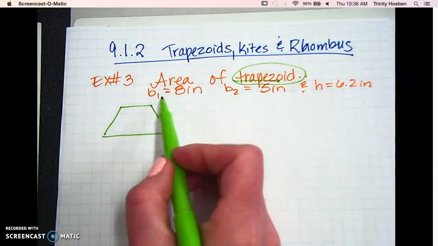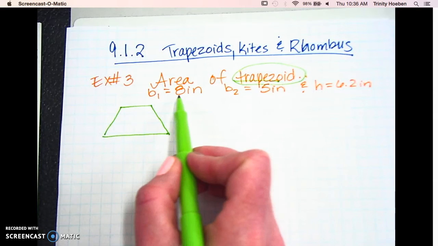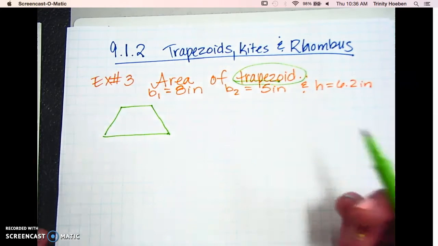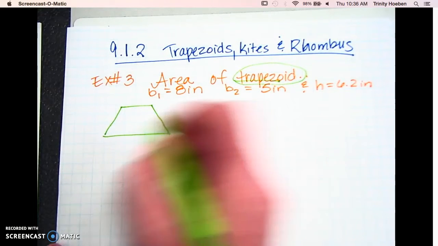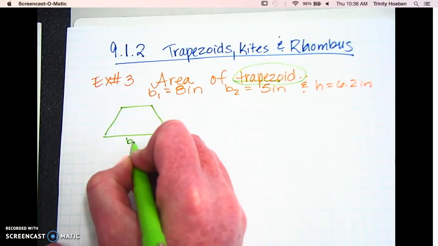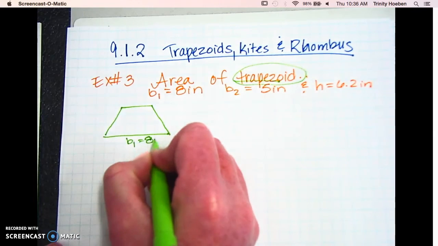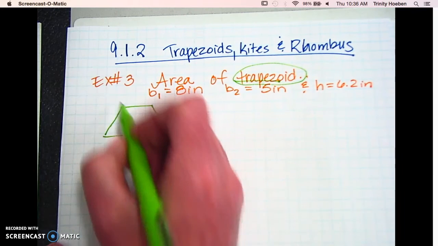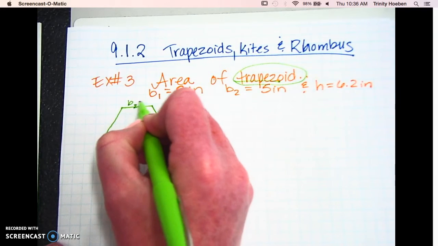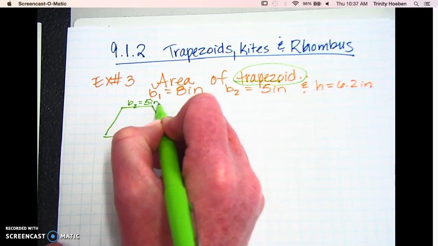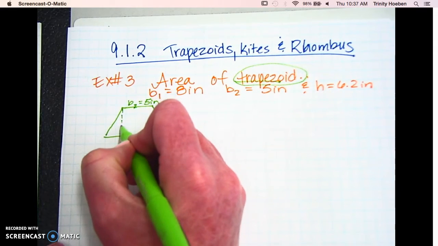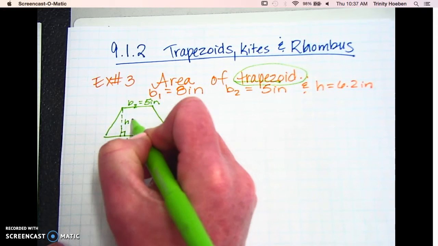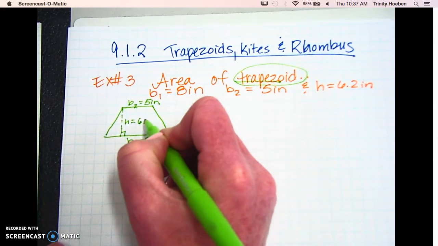So we're going to fill in these values. One base is 8 inches, the other base is 5 inches. Technically, it doesn't matter which one you label which, but since this one's a little bit longer, I'll make that one this one down here. And this one's a little bit shorter, so I'll call this one base 2, 5 inches. And then there's a height of 6.2, so I'm going to dash it in right here and call the height 6.2 inches.